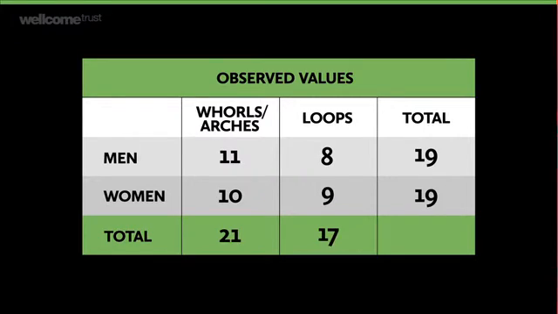So, in the total boxes, guess what? We add up the numbers in the corresponding row or column. From our data, it seems like women might be more likely to have loops than men. But is this due to random chance in our experiment?